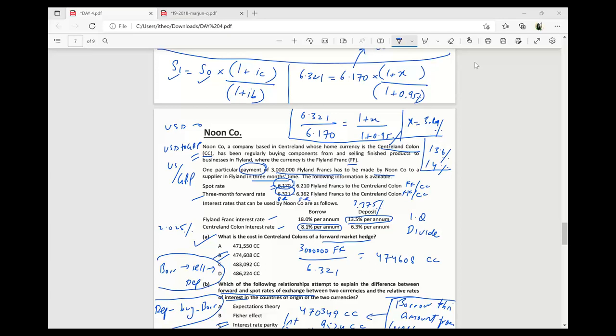Bassam, wrong. Receipt means you are receiving money. When you receive money from someone, you sell it to the money changer. And when you are paying someone, you buy from the money changer.